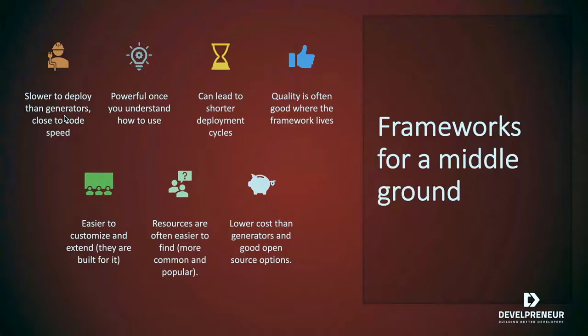So now we've spent a lot of time on that. I do want to talk about frameworks and sort of the middle ground approach, because sometimes pure code is just too slow, and sometimes code generators is too much. It doesn't get us quite where we want to be. It's definitely worth considering things like frameworks and libraries. They're going to be slower to deploy than generators, even though they may have a code generation piece to them.